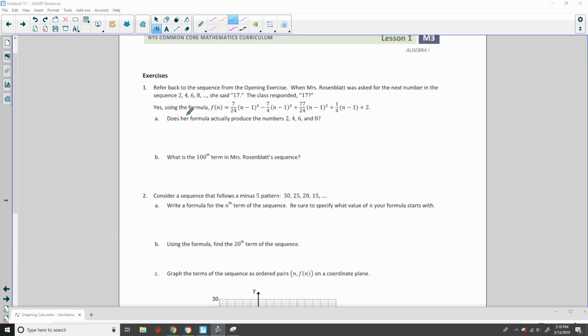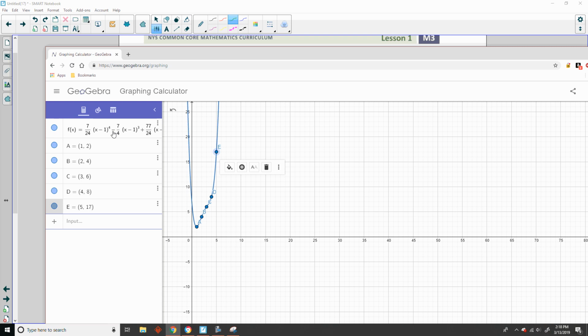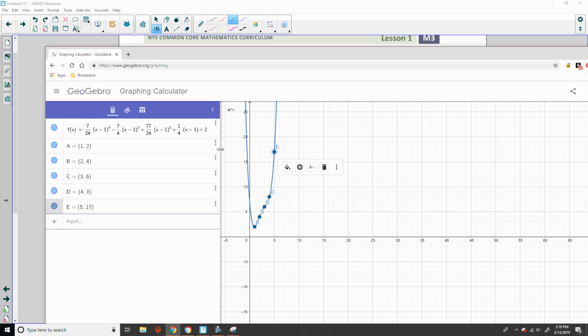Okay, so if you plug in a 2 here, you get 2 minus 1 is 1, 1 to the 4th power is 1, so you get 7 over 24 minus 7/4 plus, you're getting 1 every time inside here. It's a lot of math, so I decided to plug it into GeoGebra, and there's the formula here. It doesn't show the whole thing, but it's all there. Actually, I can show the whole thing.